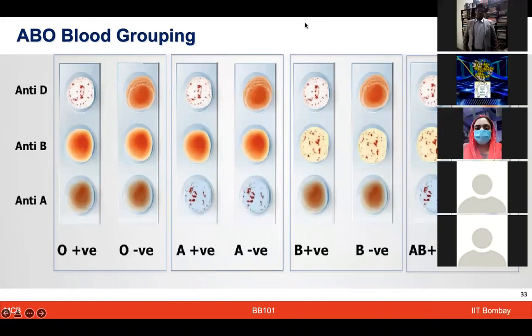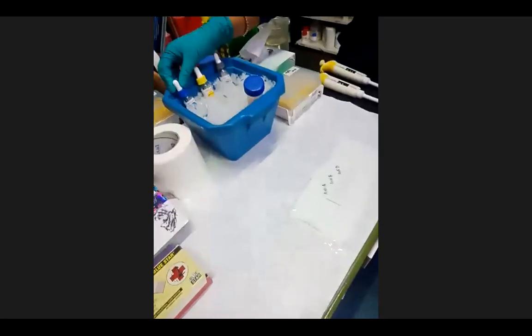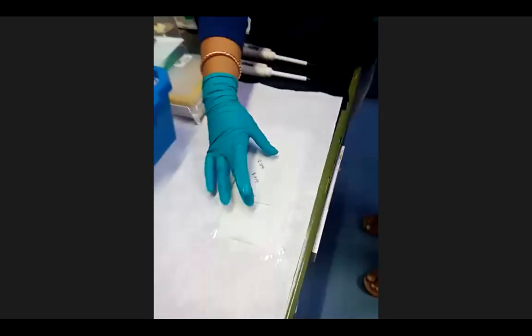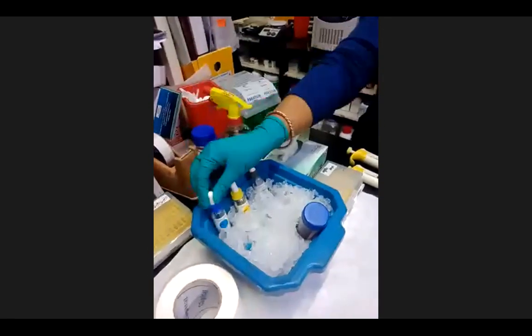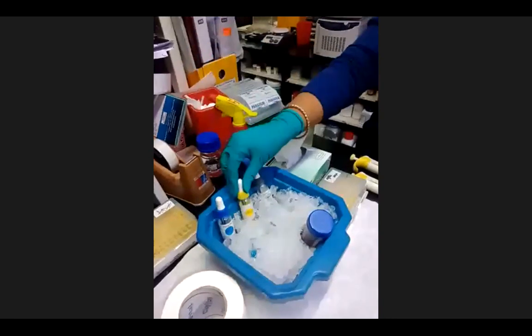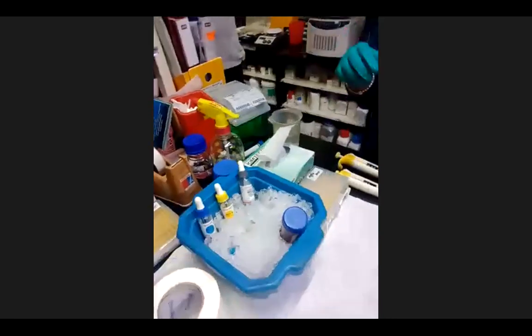Hello, everyone. Now we'll show you some steps involved in the identification of blood group through the ABO blood group system. Here we have the different materials required for this experiment. We have this glass slide, and we have the antibodies from the kit, including antibody A, antibody B, and antibody D. From these, we have taken a few aliquots that we'll use.